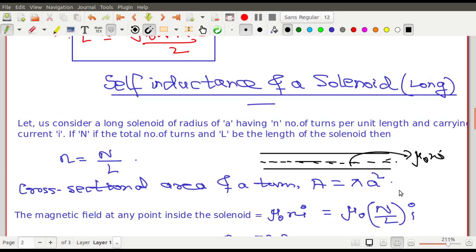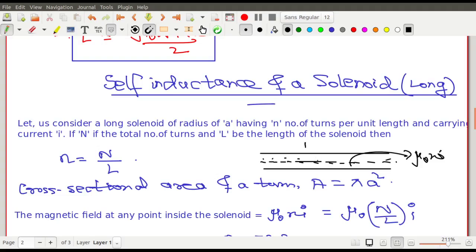So that's why, what did you do to get the total flux? You just multiply NAB. The magnetic field is the same all throughout. That is NAB, right? But this time you cannot do it because the magnetic field is different at different points. So at each point the magnetic field is different.